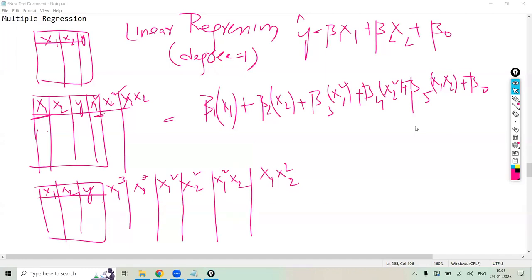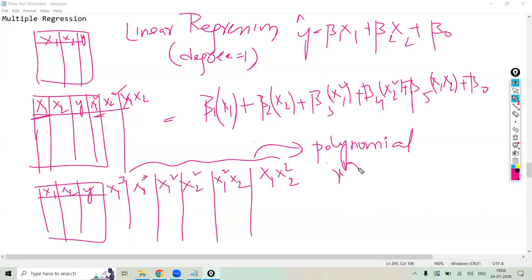Yes. See here, Ravi, for degree of 3, first we need to prepare the combinations. So the first step is to create new columns. Creating these new columns is called polynomial features. Poly means x to the power of n, meaning increasing to a higher degree. Features means columns. So we are going to create the polynomial features first.